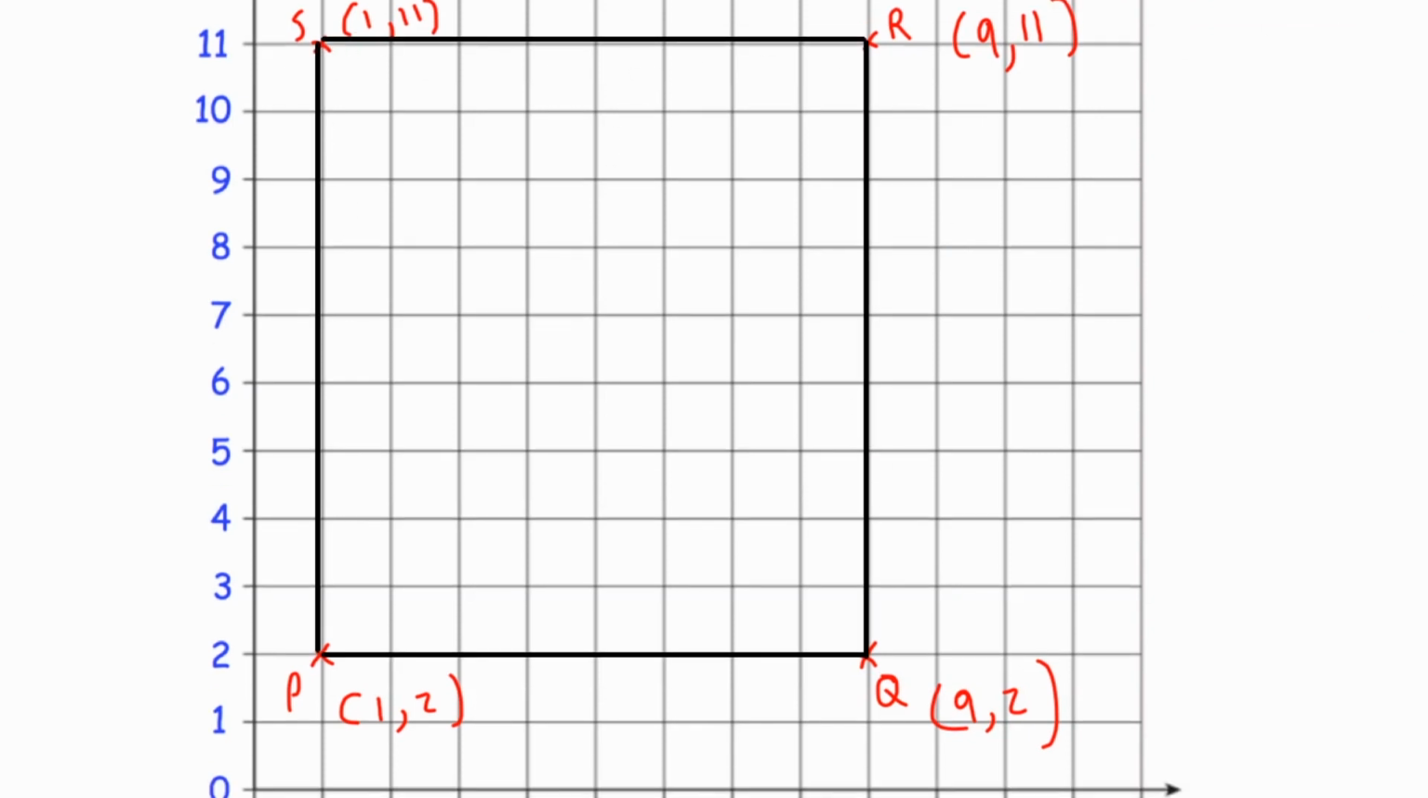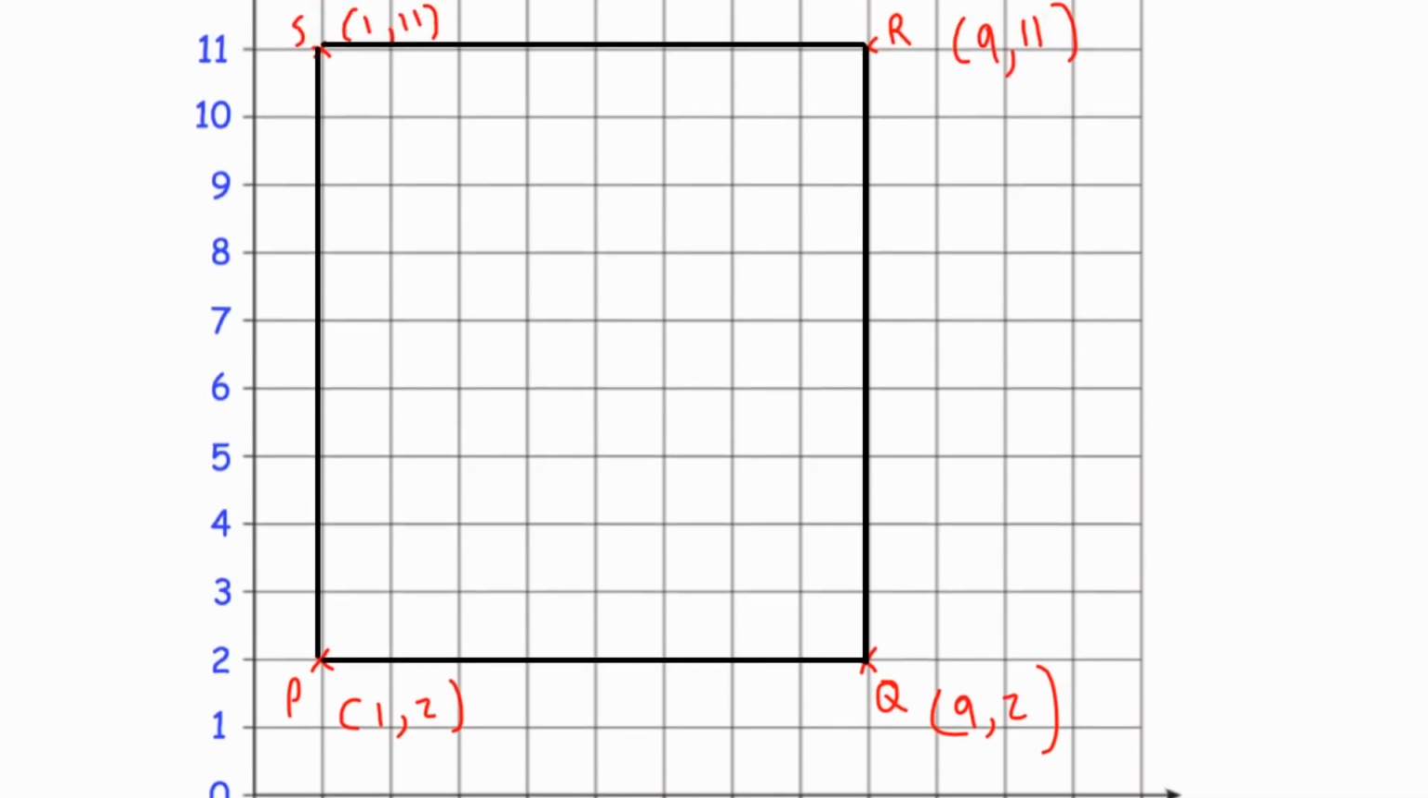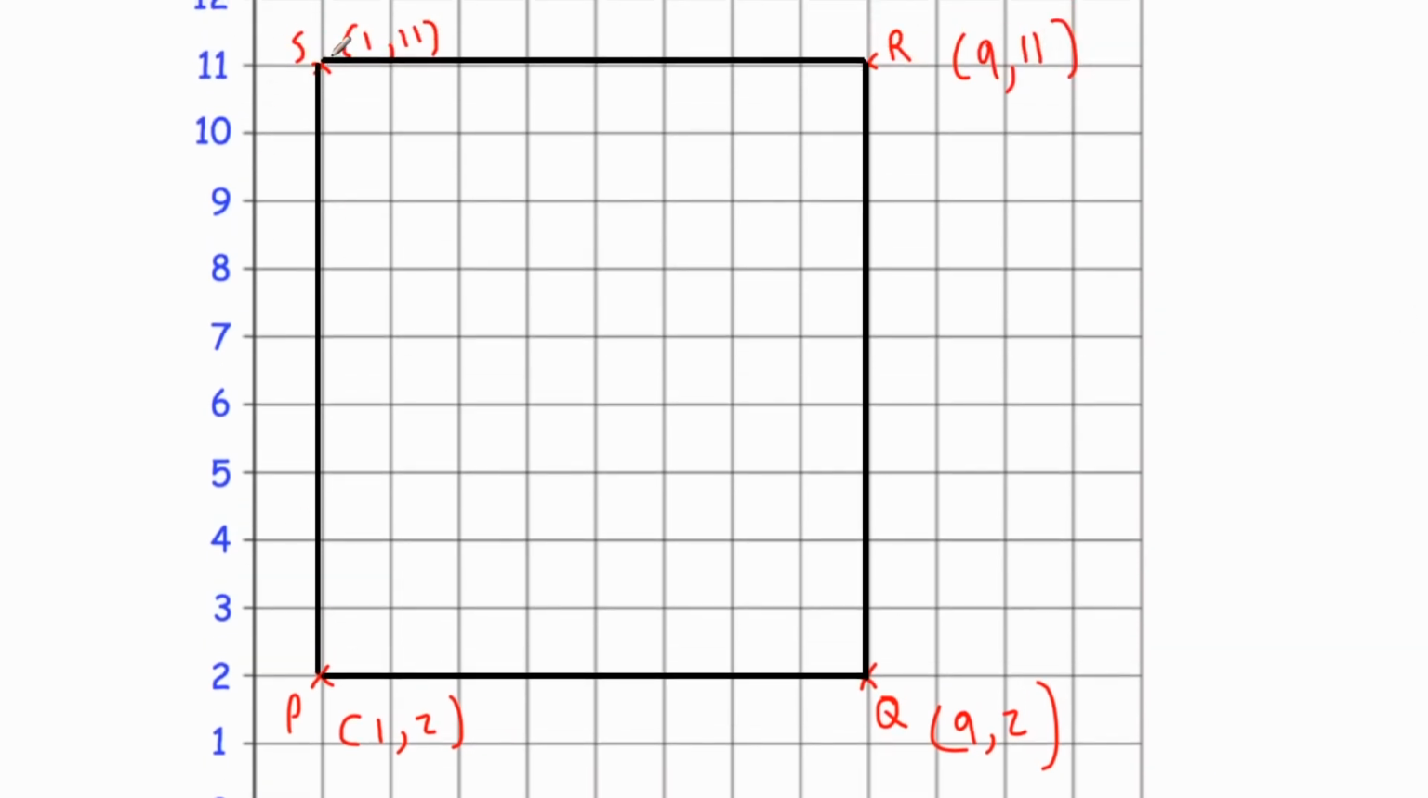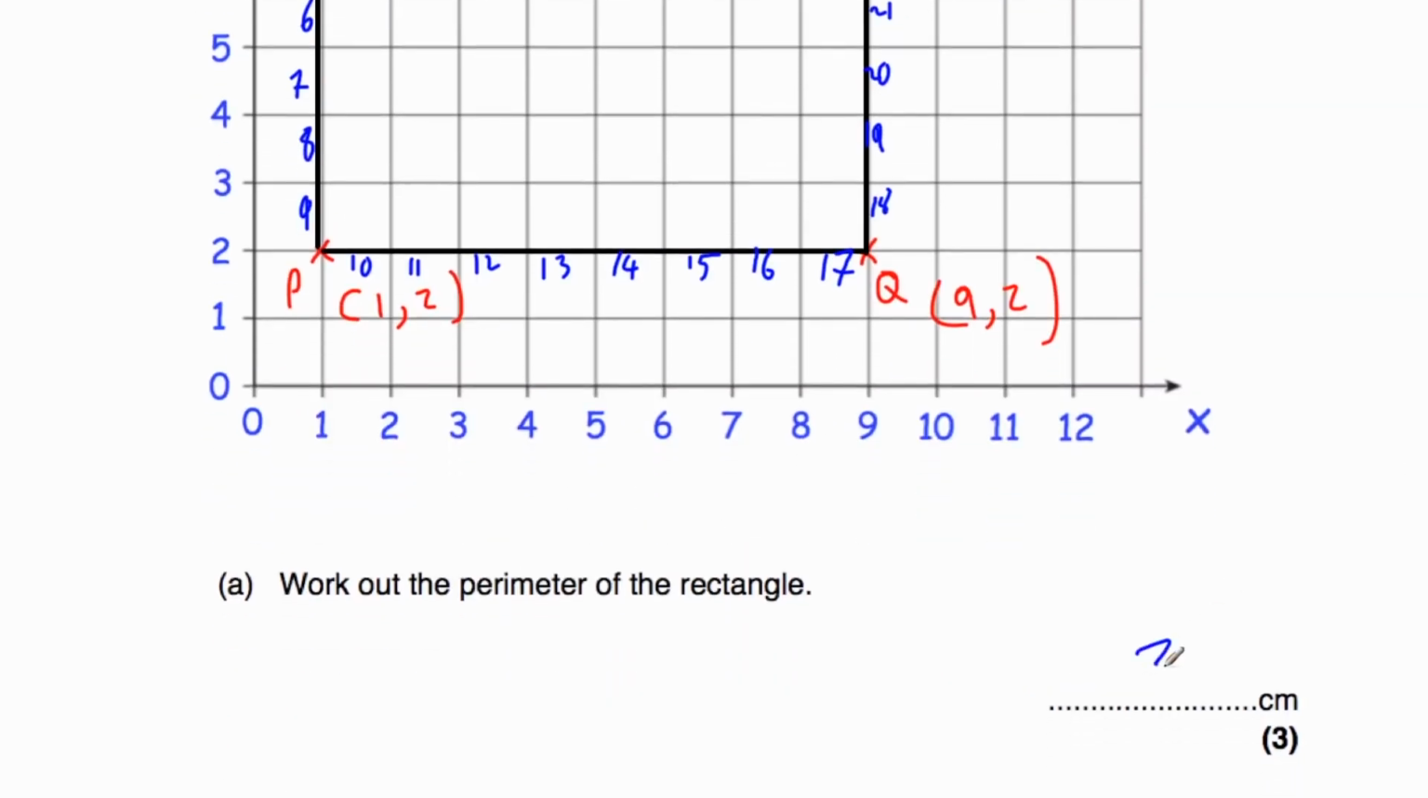So we've got our rectangle, and part A says work out the perimeter of the rectangle. So let's work out the distance around the outside of this rectangle. So let's start here and let's go down. So we've got 1 centimeter, 2, 3, 4, 5, 6, 7, 8, 9 centimeters to get to here. Now going across 10, 11, 12, 13, 14, 15, 16, 17. Now going up 18, 19, 20, 21, 22, 23, 24, 25, 26 centimeters to get to here. Now going across 27, 28, 29, 30, 31, 32, 33 and 34 centimeters. So the perimeter of that rectangle is 34 centimeters.